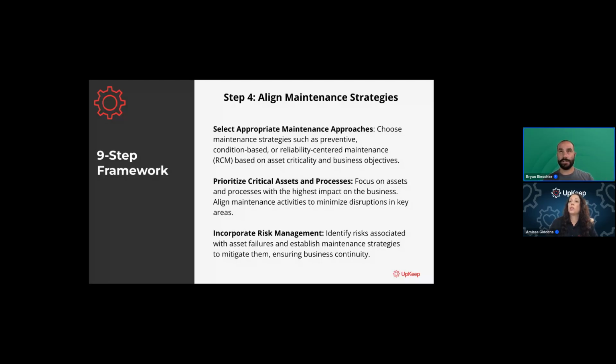Critical assets and process. Of course, we talked about that before, right? We want to focus on the biggest impacts to the business, and we want to align those maintenance activities and minimize disruptions. You notice that I'm not saying eliminate, because it's not realistic. We want to minimize risk. We want to reduce variability. It's not realistic to say we're going to stop all these things.